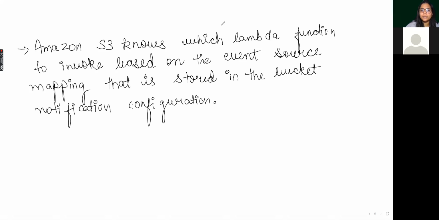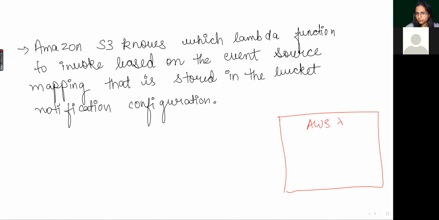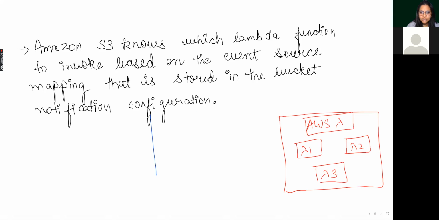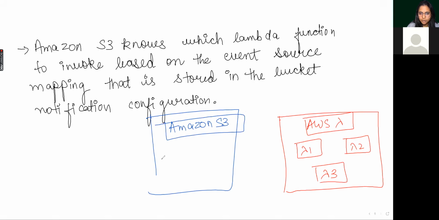Now try to understand this with an example. This is our AWS Lambda. Inside that, this is Lambda function 1, Lambda function 2, Lambda function 3. Multiple Lambda functions are created. This is our Amazon S3 bucket, and inside this bucket there is an event we have created. Now see what happens.